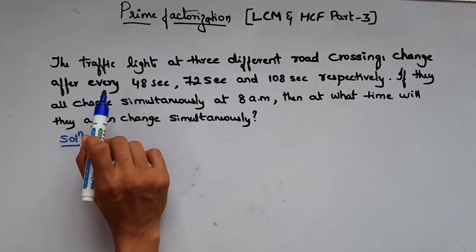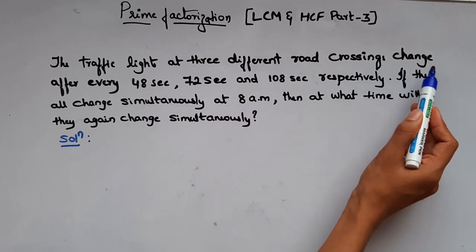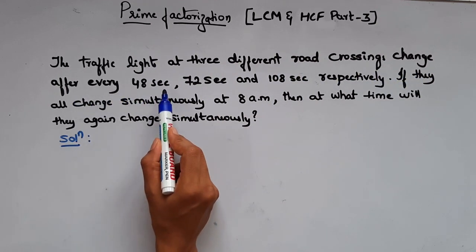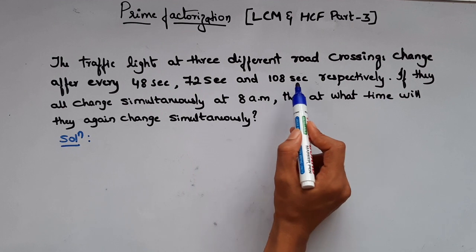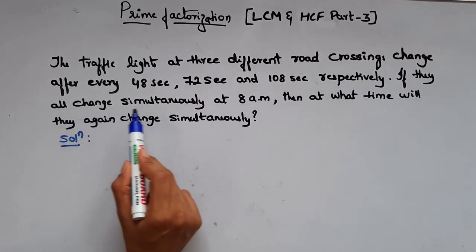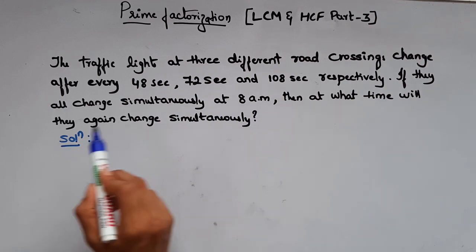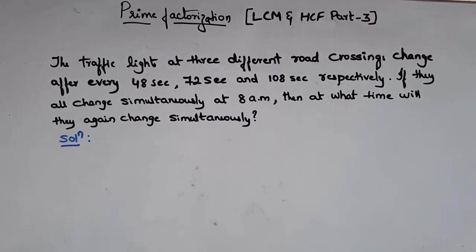Now let's see this word problem. The traffic lights at 3 different road crossings change after every 48 second, 72 second and 108 second respectively. If they all change simultaneously at 8 am, then at what time will they change again simultaneously?